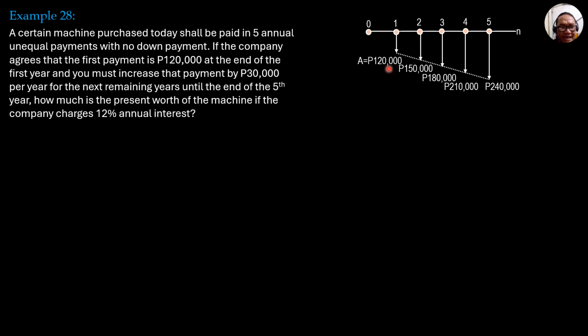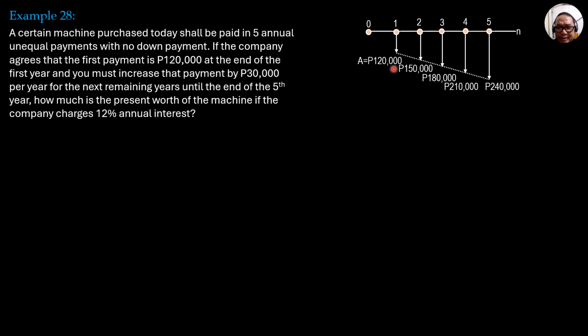So this falls under uniform arithmetic gradient, and this is the scheduled payments: 120,000 pesos during the first year, then increase 30,000 pesos per year, so 150,000, 180,000, 210,000, then 240,000 after the fifth year. So for the solution, without memorizing the formula for the present worth of these payments, I'll just use summation notation.